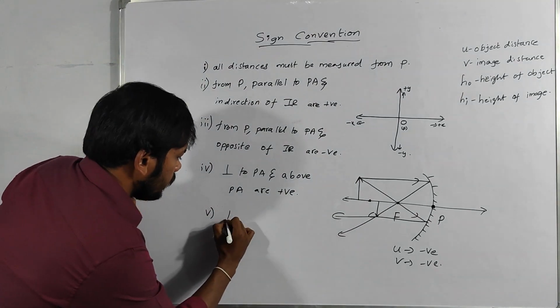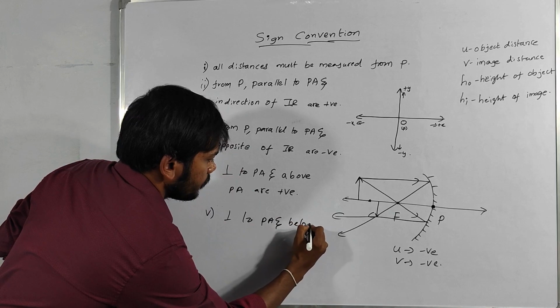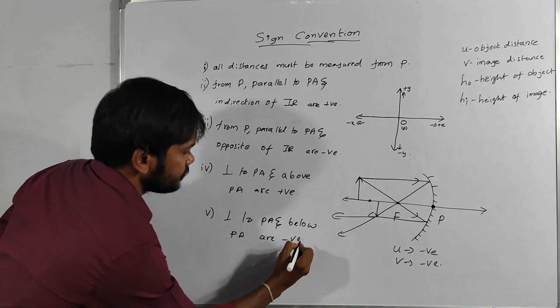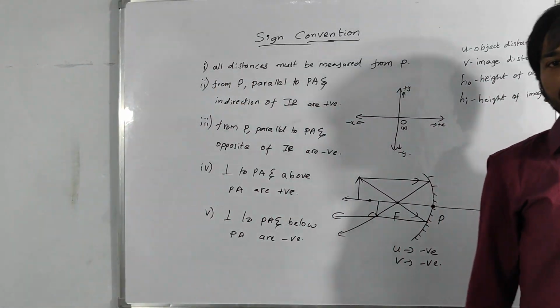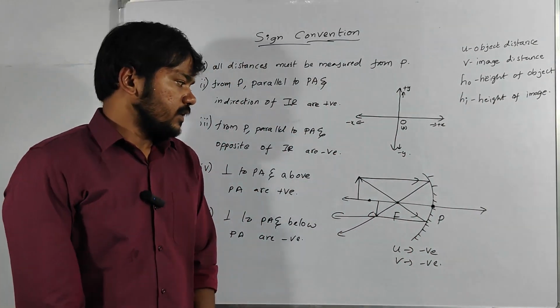Okay, so distances perpendicular to the principal axis and below the principal axis are negative. How simple is this? So obviously the height of the image will be negative here, the values of them. Clear with this, no? Yeah.